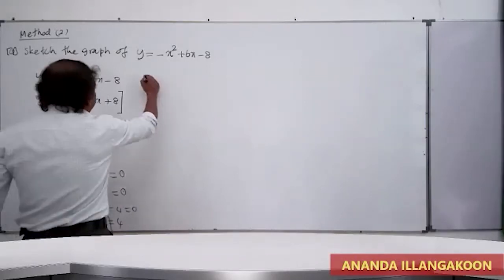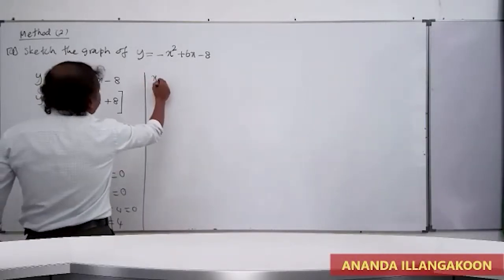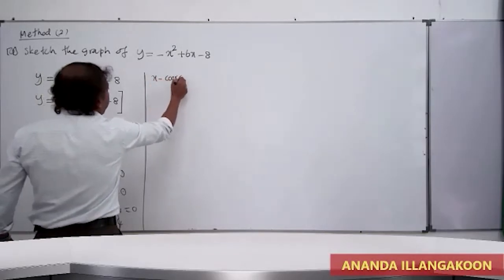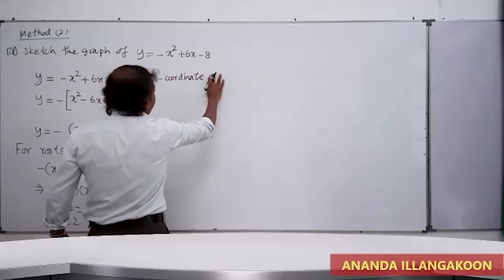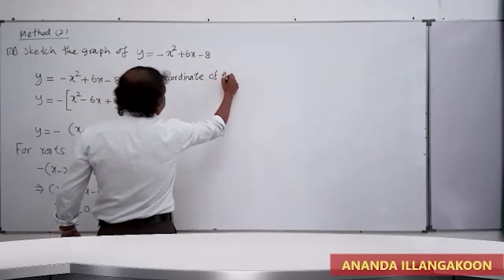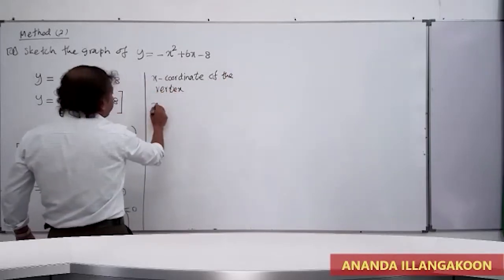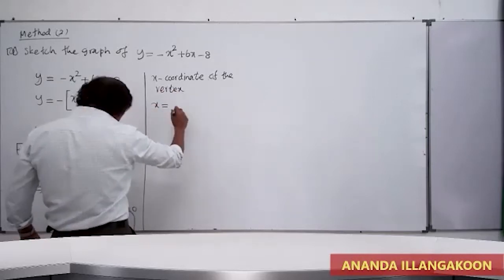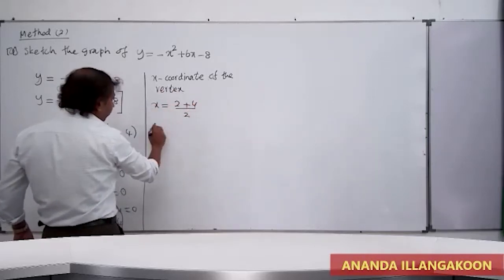Now you can write the x coordinate of the vertex. How to find that, people? Add the roots and divide by 2. It's 3.